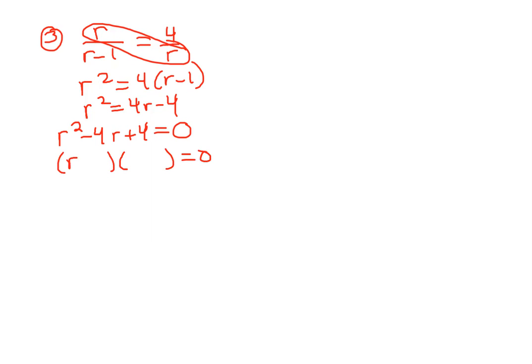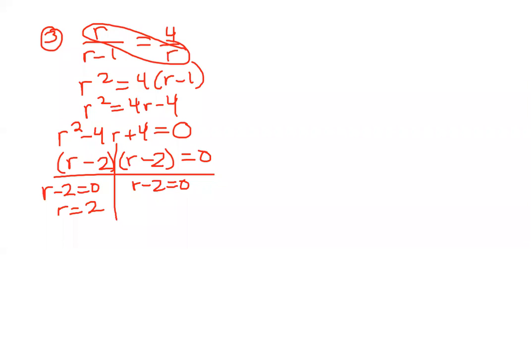And you're going to say what multiplies to give you 4 and adds to give you negative 4. And you get that. And then you're going to solve each of these. And you get r equals 2. And r equals 2. They're the same answer. You only need one of them. Put it back in, make sure it works.